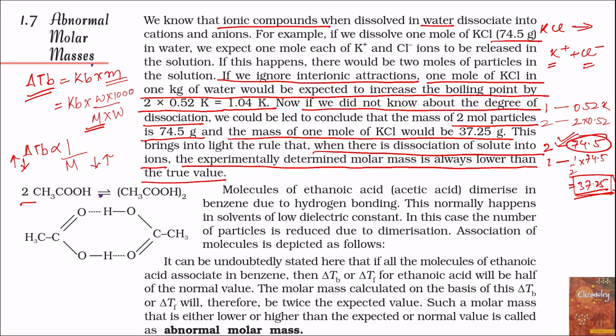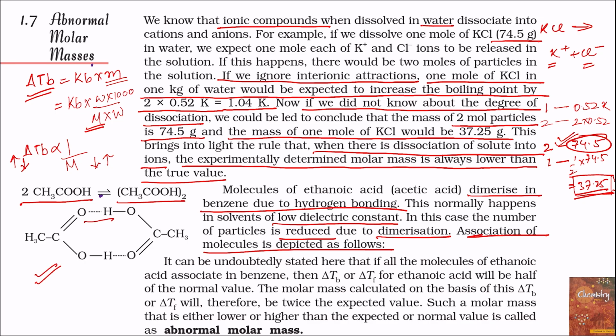Now consider acetic acid in benzene. Molecules of ethanoic acid or acetic acid dimerize in benzene due to hydrogen bonding. So two particles dimerize and change into one particle. So the number of particles is decreasing, it is just becoming half. This normally happens in solvents of low dielectric constant. In this case, the number of particles is reduced due to dimerization. Association of molecules is depicted as follows. This is the association of ethanoic acid due to hydrogen bonding.